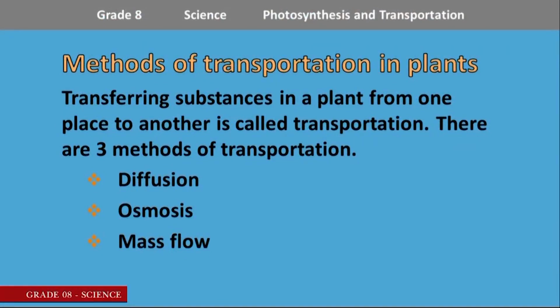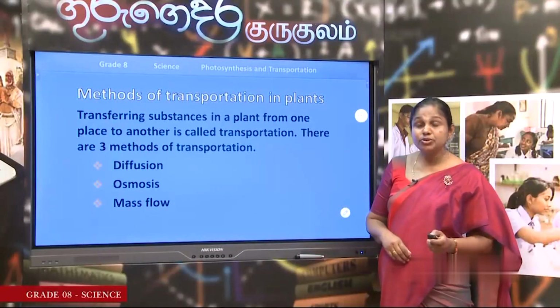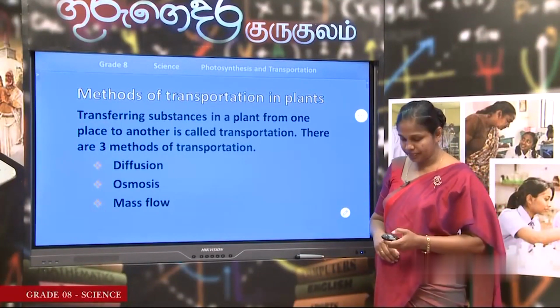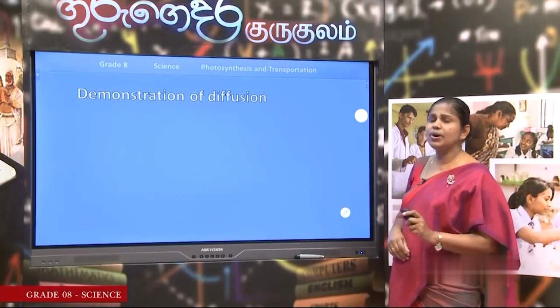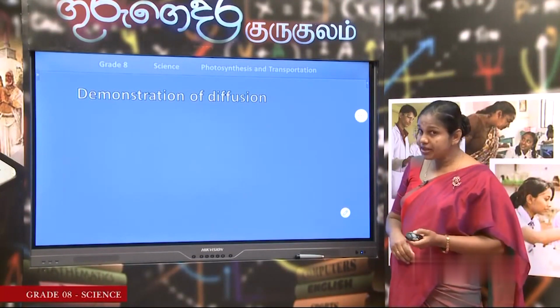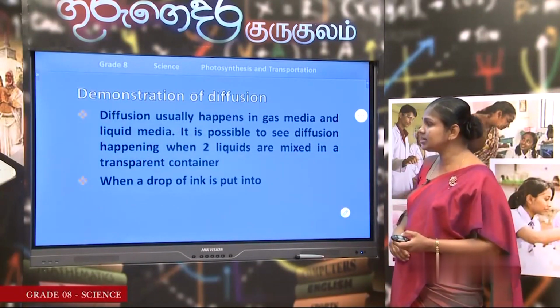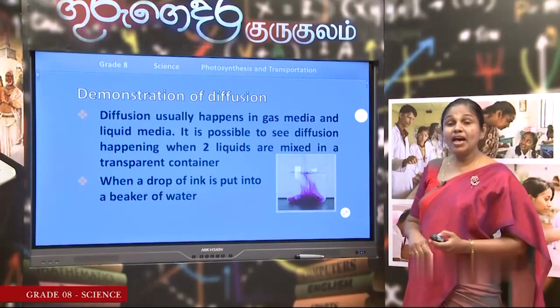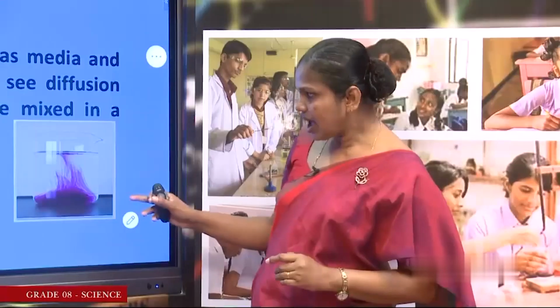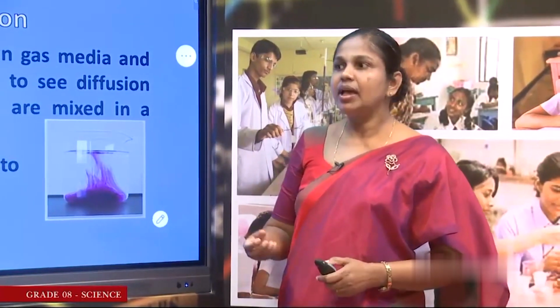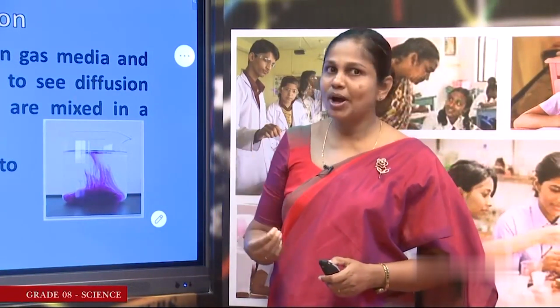Now, I am going to explain each of these terms: diffusion, osmosis and mass flow. First, we will see what diffusion is. Before learning the definition of this term, just look at this diagram, children. Now, you may have experienced what happens when you put 1 or 2 drops of ink into water, right? Here this diagram shows what happens when a crystal of condy's crystal is put into a water beaker. See, after a few seconds you can observe purple color spreads throughout the beaker.